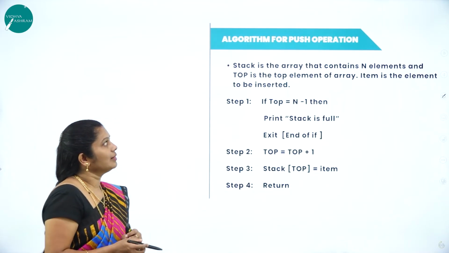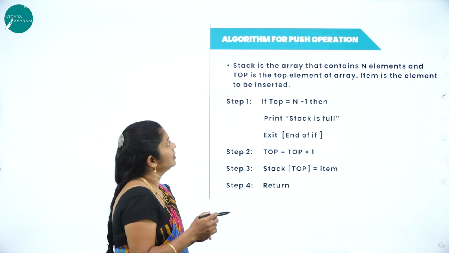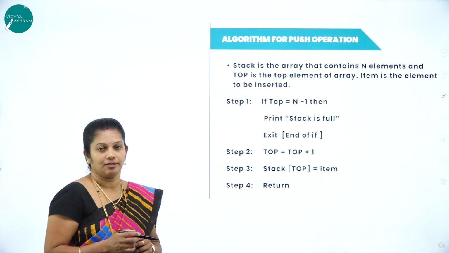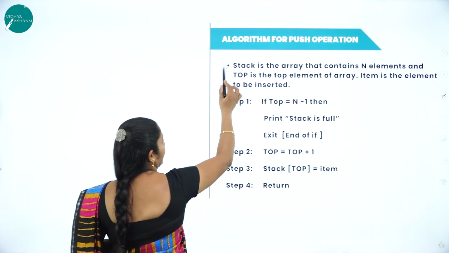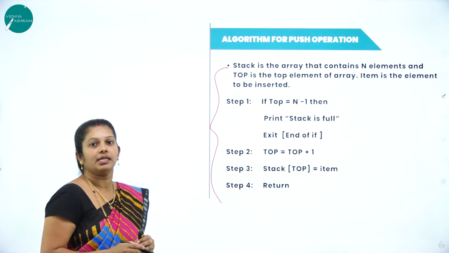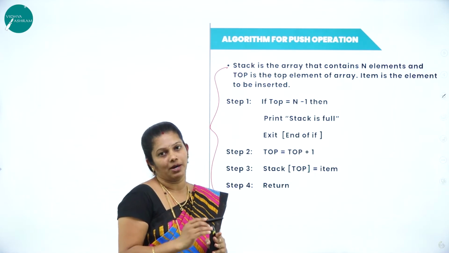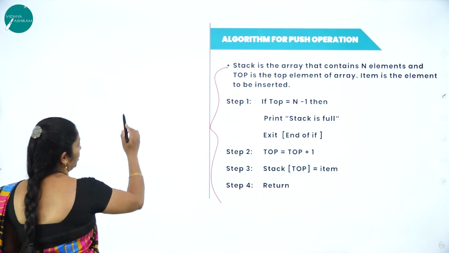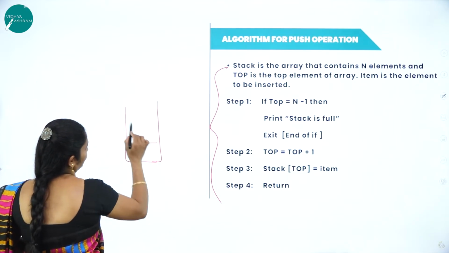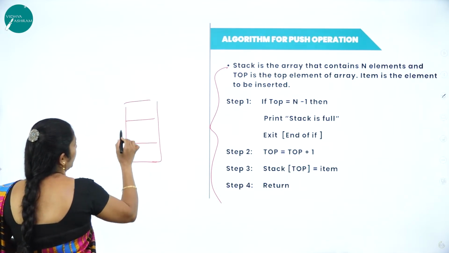Next, we'll explain the algorithm for the push operation. This is also a very important algorithm. Usually we get this algorithm for 3 marks as well as for 5 marks. What do you mean by push? Already I told you, inserting an item, position-wise 0, 1, 2.